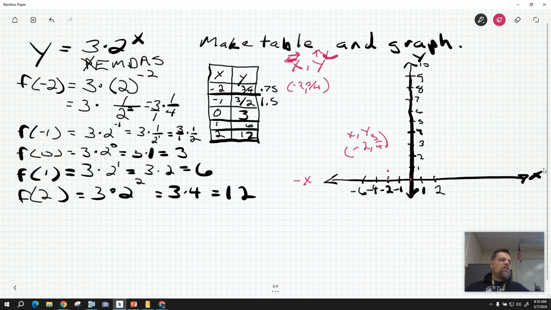Next one is -1 and 1.5. So I'm going to go from the origin, 1 space to the left, that's my x-coordinate, in the -x direction. Then I'm going to go up 1.5. That's the point right there. -1, comma, 3/2.